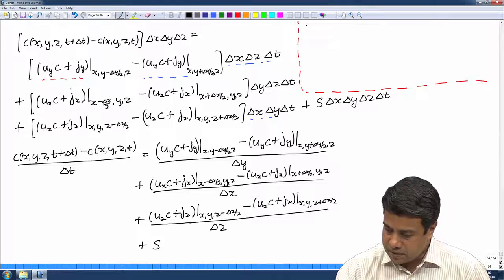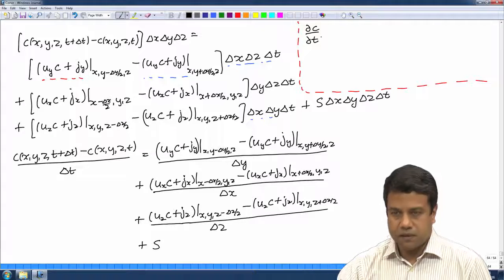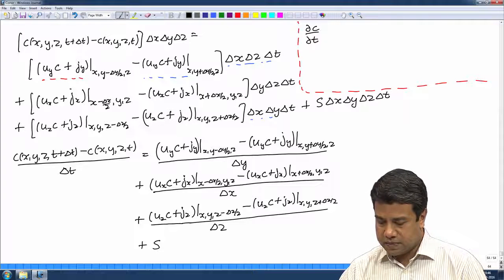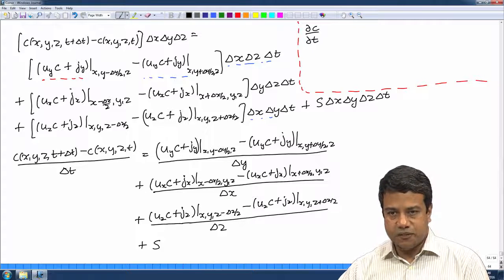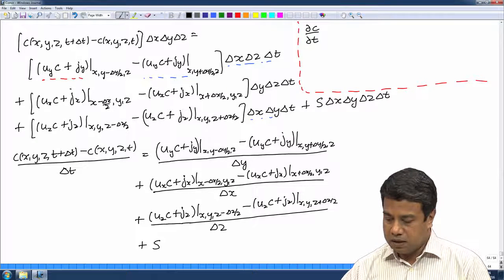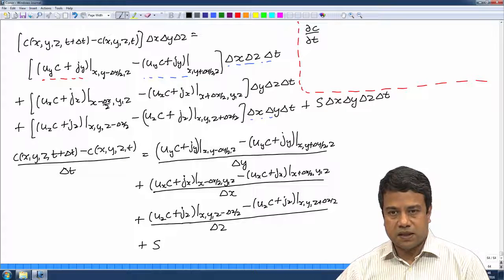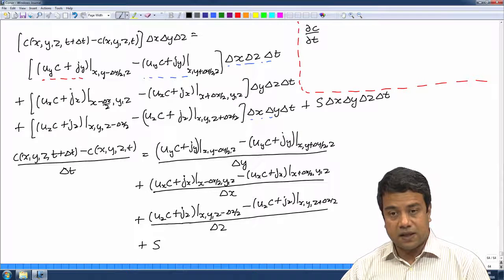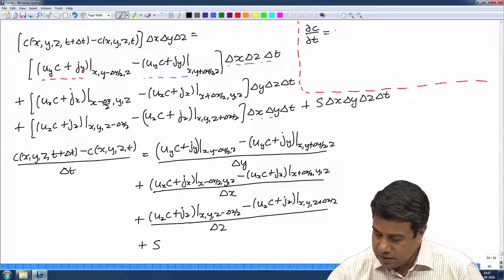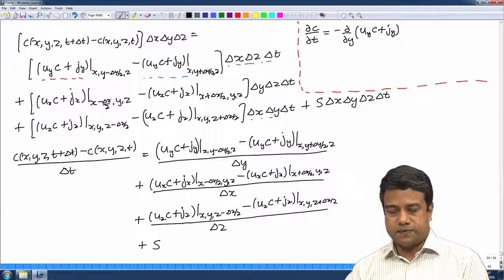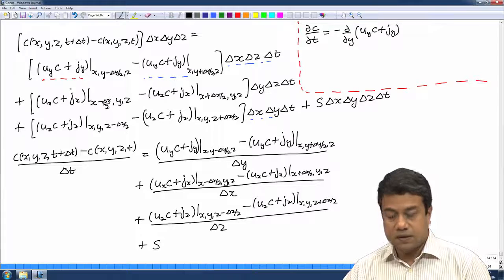On the left side I just get partial c by partial t, in the limit as delta t goes to 0. On the right side, the first term is u_y c plus j_y at y minus delta y by 2, minus y plus delta y by 2. The derivative is the value at y plus delta y by 2 minus the value at y minus delta y by 2. So that is the derivative. So this is actually the negative of the derivative, minus d by dy of (u_y c plus j_y). That is in the y direction.